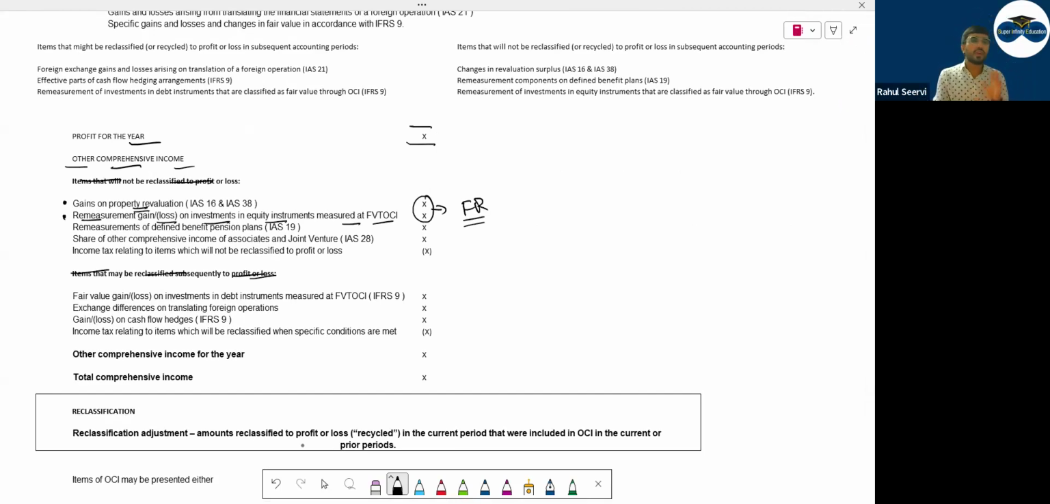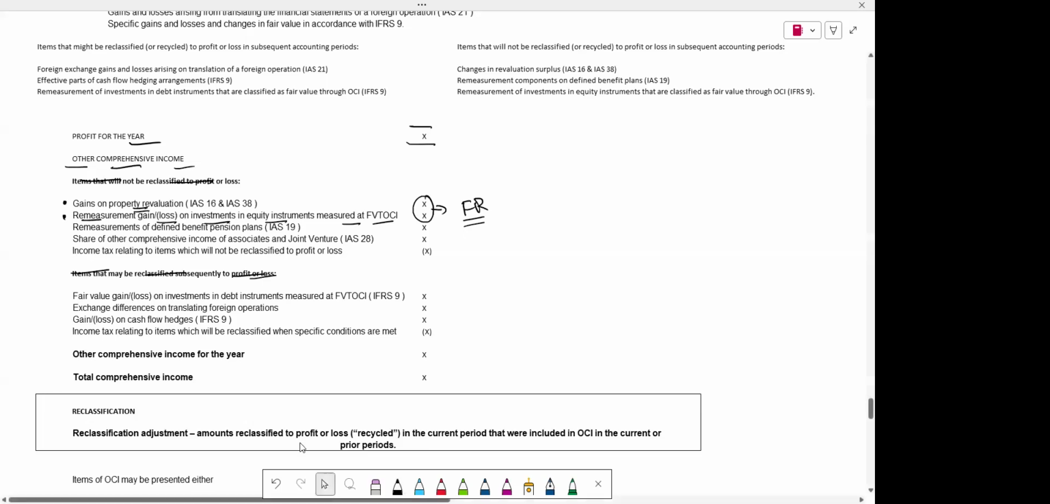Now whenever I ask you what are the two items in OCI, what will be coming? Two items. Other than this, you should not think anything else. Nothing else. Correct? Is everything clear to everyone? Raj, Manan, Mahi? Yes? Okay.